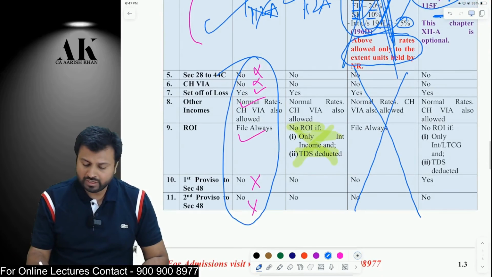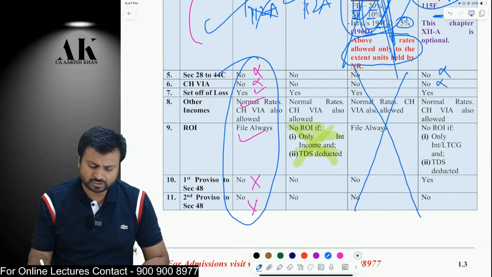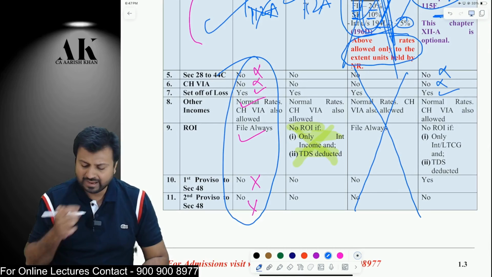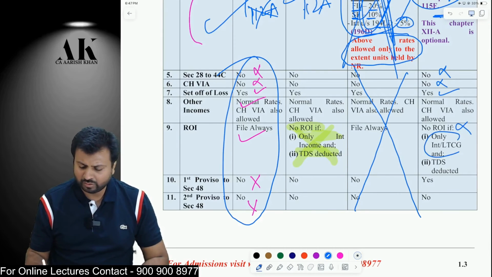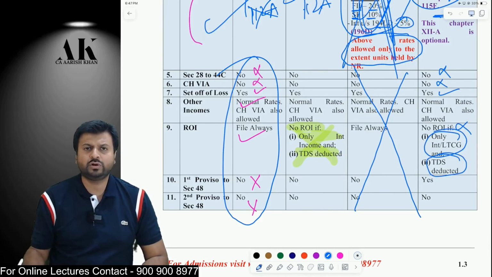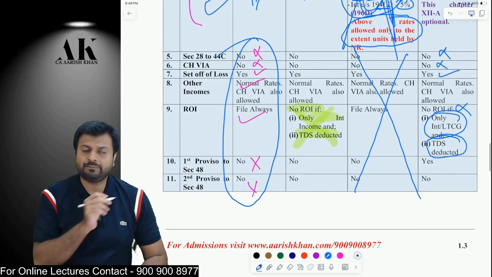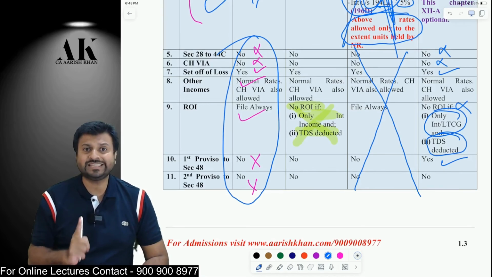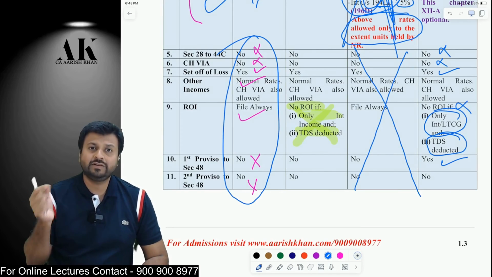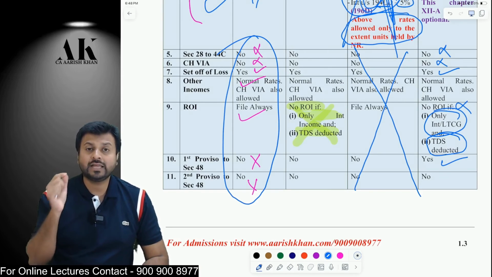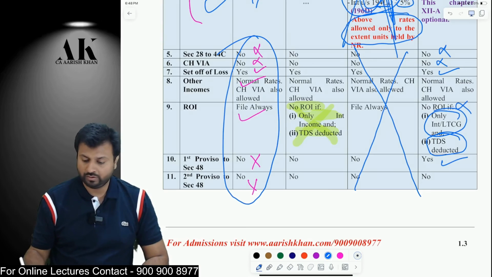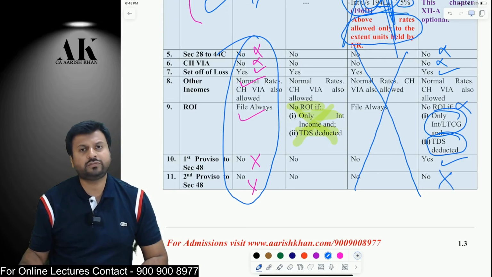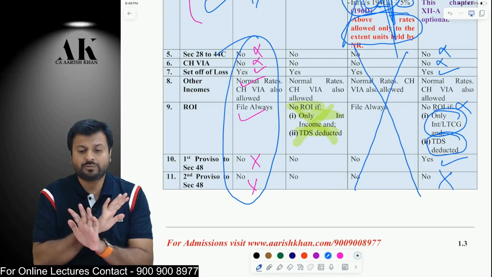Last but not least, will you get any PGBP deductions? No PGBP deductions, no chapter 6 deductions, set off of loss can be claimed. ROI, need not file ROI. If you earn only these incomes and TDS is deducted, there is no need to file ROI. One very important difference as compared to the previous section: the first proviso to 48 is applicable. It means if in the question they have given you the details of TTBR, TTSR, because they are buying in foreign currency, then you have to convert that into dollars, then reconvert that into rupees as per rule 115A. And last but not least, the second proviso to 48 is not applicable. It means indexation will not be applicable in this case.